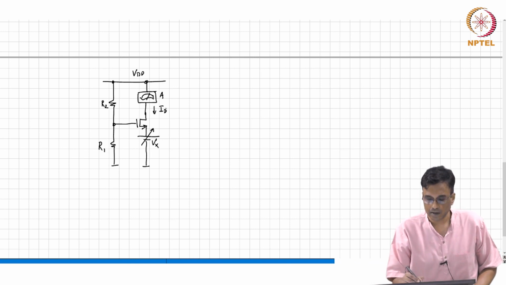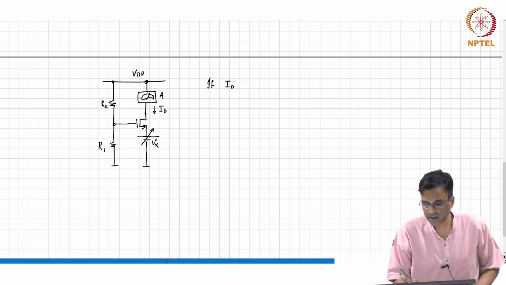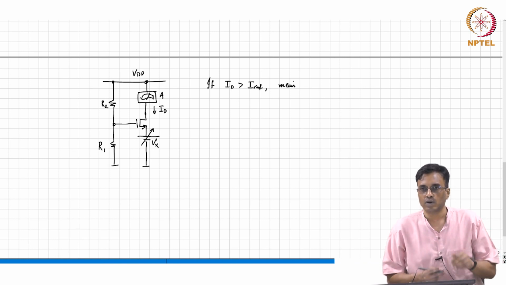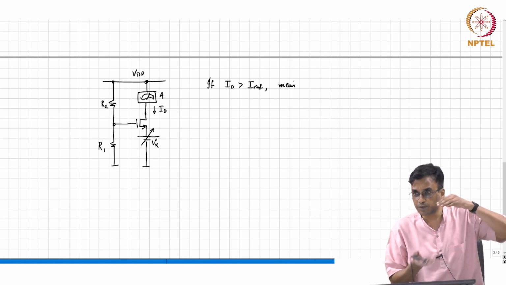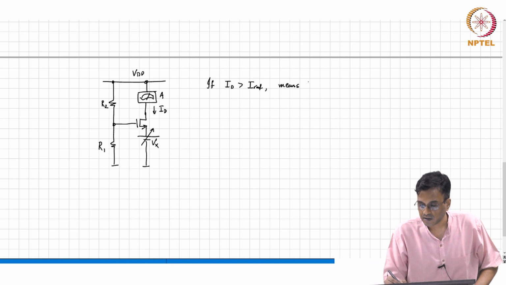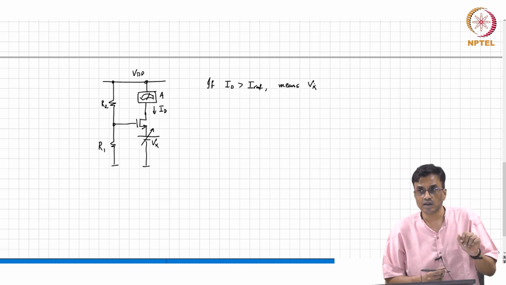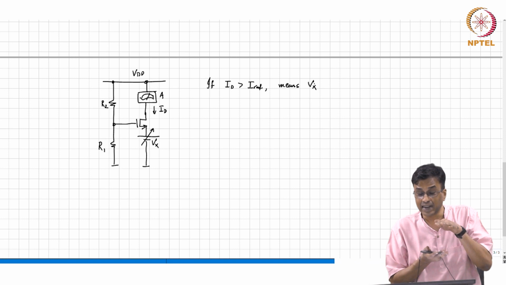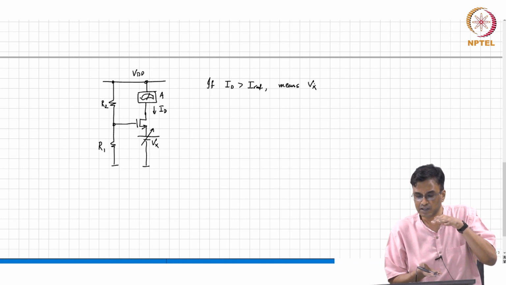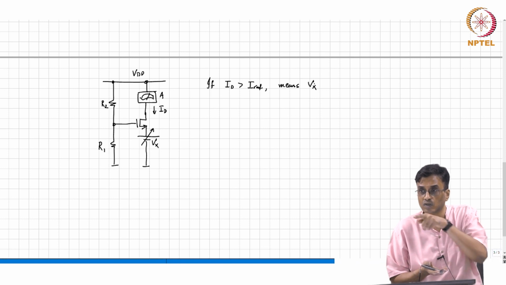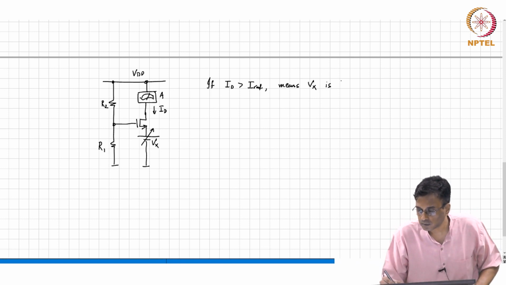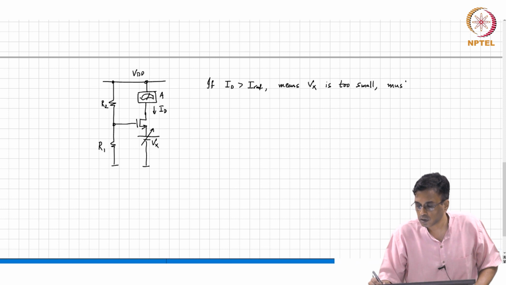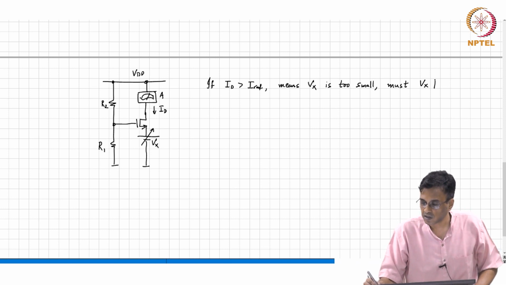That is ID. If ID is greater than IREF, what does it mean? It means that the VGS is too large, but the gate is fixed. That means VX, which is the source voltage, is... What should you do is the next step. Don't jump. If ID is greater than IREF, it means VGS is too large, which means that VX is too small, and therefore, what must you do? Must increase VX.